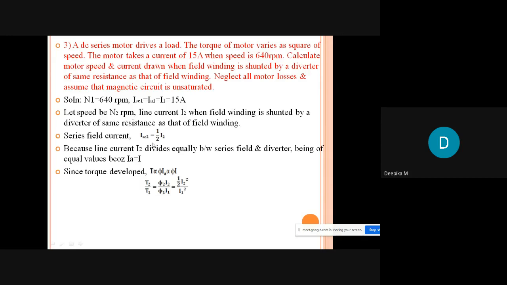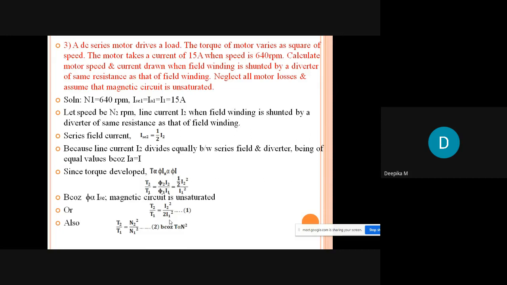Here, as we have connected the other winding across the series connection, it will become half of I2 squared. Okay, hence we have written it this way, because phi is proportional to ISC and the magnetic circuit is unsaturated. So T2 by T1 will be equal to I2 square divided by 2 I1 square. Let this be equation 1.